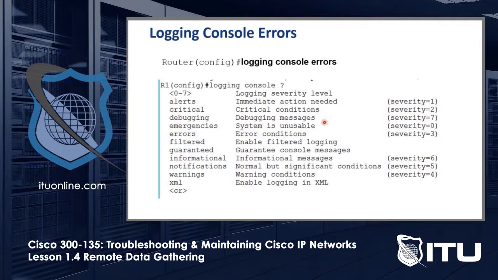Alerts are severity 1. Emergencies are severity 0. This is the system is unusable. Whereas with an alert, immediate action is needed, or critical, condition is critical, or we're getting debug messages, or errors, we have errors, or we're filtering. So we can choose different things. Notice some of these, of course, are not severity levels, but we can choose them. We can configure that with the logging command. Notice we can also log in XML as well if we wish to.